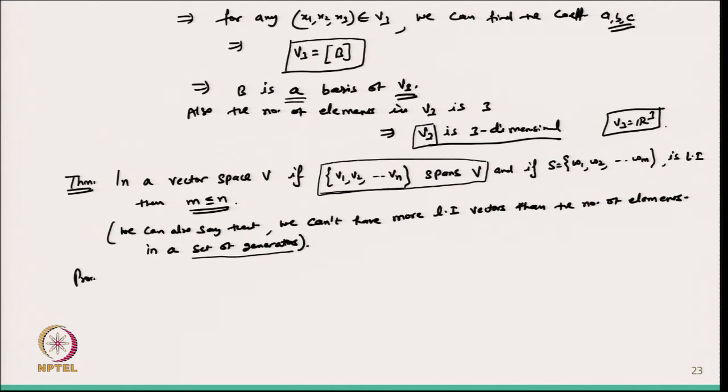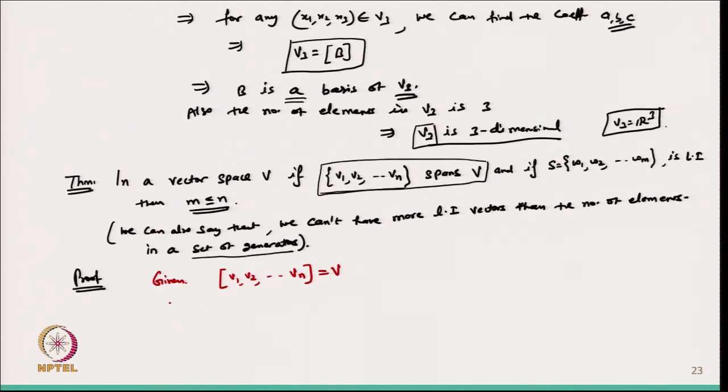So, proof. Now, it is given to me, that is just given. Now, given the span of V1, V2, up to Vn is equal to V. Okay. So, that is given to me.